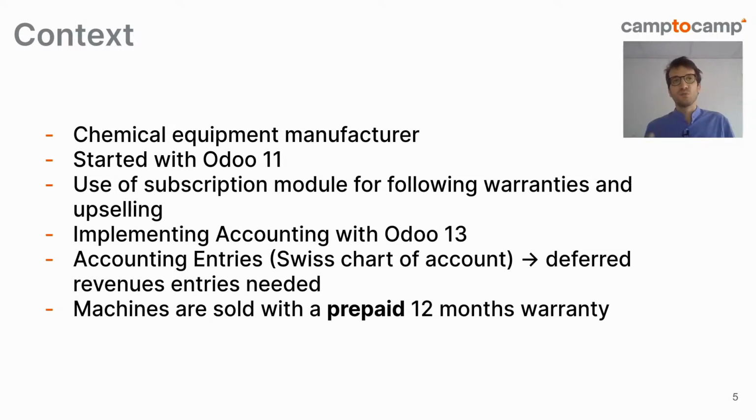With the deferred revenue models in Odoo, we can configure that this revenue, instead of being recognized once, is split in 12 months, for example. Because you have to remember that those machines are sold with a warranty which is prepaid. So the customer pays for a service upfront, but accounting-wise, we want to recognize the revenue month after month.